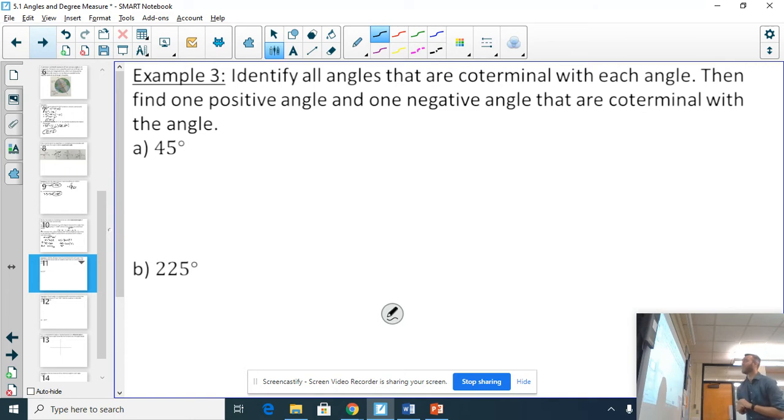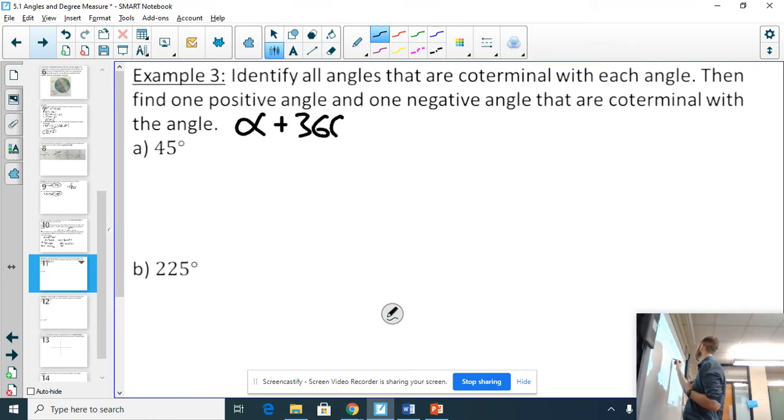So example 3, identify all angles that are coterminal with each angle, then find one positive angle and one negative angle that are coterminal with the angle. So 45 degrees, I just did this, right? We know that all coterminal angles are going to be alpha plus 360 times k degrees. Our alpha here is just 45, right?